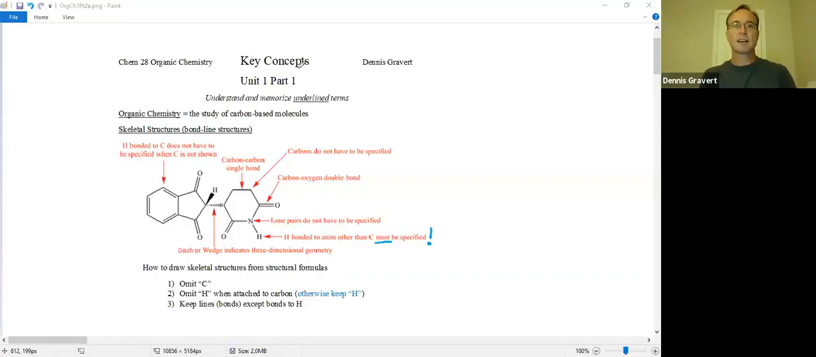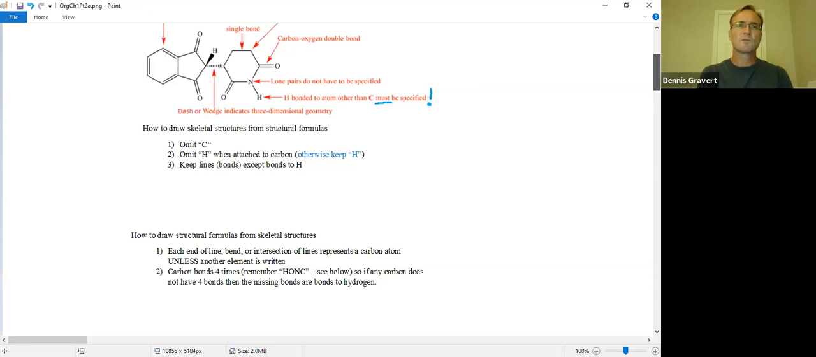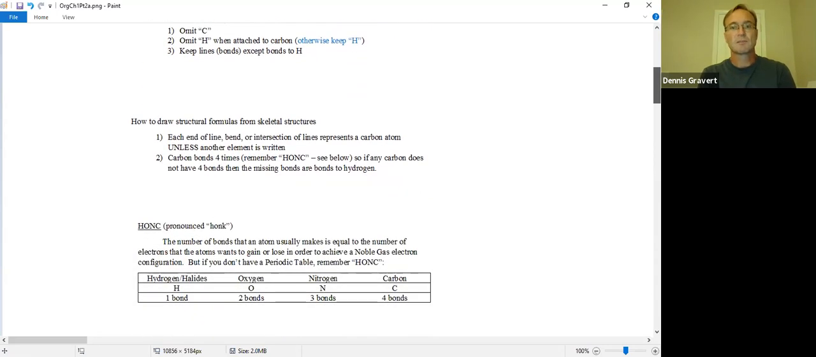Okay, so in our first video on Key Concept, Unit 1, Part 1, we went over skeletal drawings and how to go from a regular structure to the skeletal drawing. We also took a skeletal drawing and went back to a regular drawing. We also refreshed our memory about how many times these atoms bond.